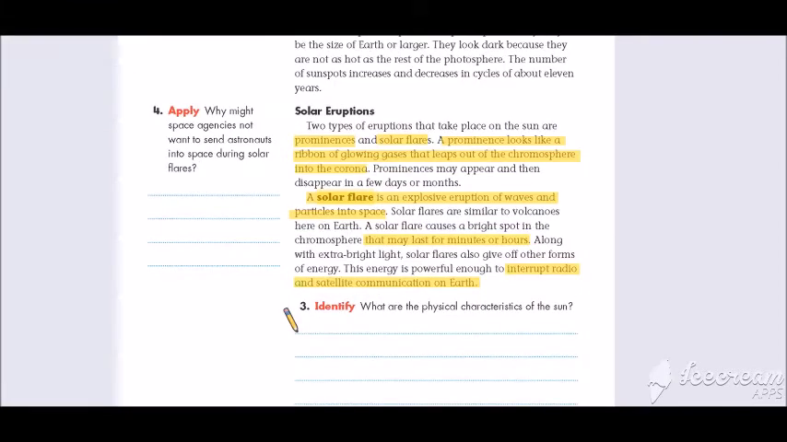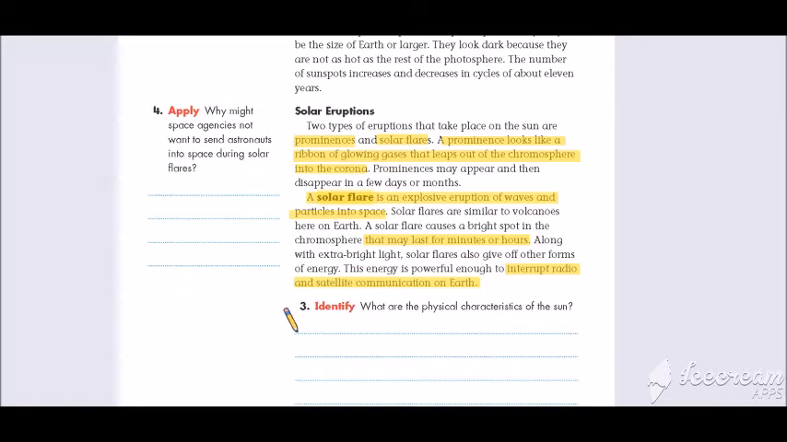What about the solar eruptions? There are two types of eruptions that take place on the Sun, which are prominence and solar flares. A prominence looks like a ribbon of glowing gases that leaps out of the chromosphere into the corona.